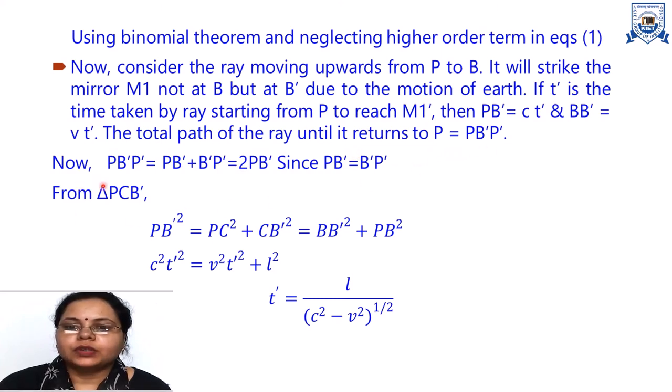PB dash P dash is equal to PB dash plus B dash P dash as shown in the figure. Both paths are equal, so it is equal to 2 PB dash, since PB dash is equal to B dash P dash. Now considering the triangle PCB dash, using the Pythagoras theorem, PB dash square is equal to PC square plus CB dash square. Substituting the values from the figure, we get c square T dash square is equal to v square T dash square plus L square. From here we get T dash is equal to L upon c square minus v square whole power half.